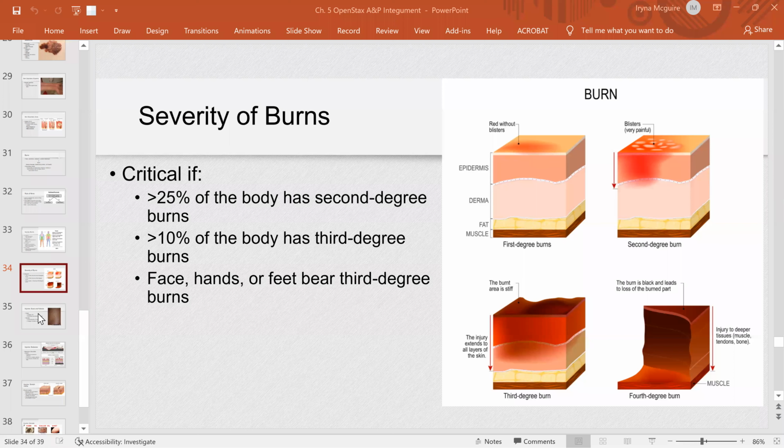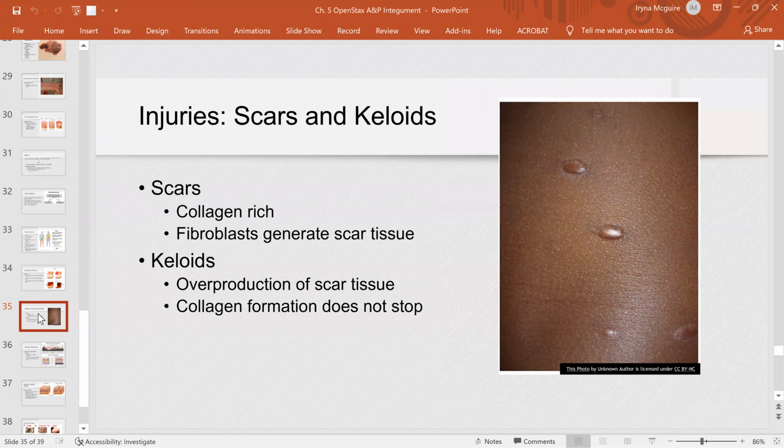Okay, next we have scars and keloids. Now, scars are collagen-rich tissue. It's actually scar tissue. Fibroblasts are the cells that generate the scar. So when your dermis repairs, those fibroblasts start depositing collagen, and usually it deposits it into an irregular pattern. And when it does it in a regular pattern, then that's what we call scar tissue.